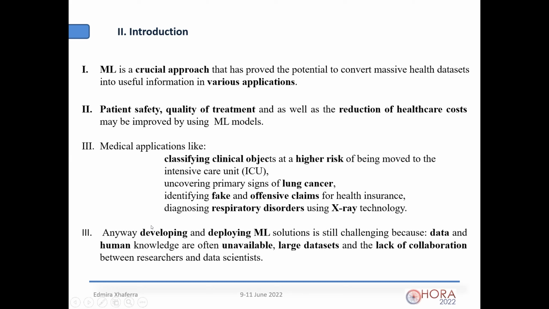Anyway, developing and deploying machine learning solutions is still challenging because data and human knowledge are often unavailable. Researchers don't have the expertise to employ machine learning predictive models on large data sets, and there is a lack of collaboration between researchers and data scientists.